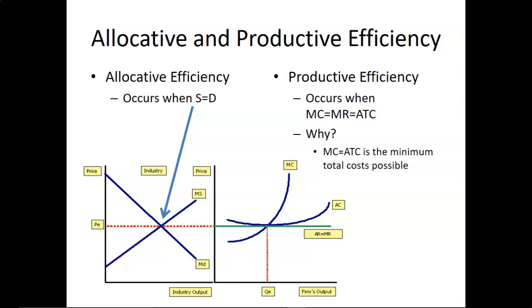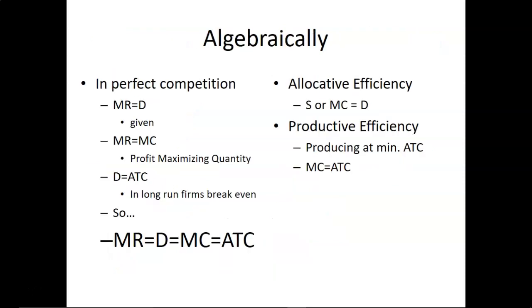Okay, and here's the algebraic version of that. In perfect competition, we've got a whole cascade. Marginal revenue is equal to demand. That's a given from last time. We produce the profit-maximizing output where marginal revenue equals marginal cost. And in the long run, we break even, so my demand curve, my price, is equal to average total cost. So all of these things are equal: marginal revenue equals demand equals marginal cost equals average total cost.